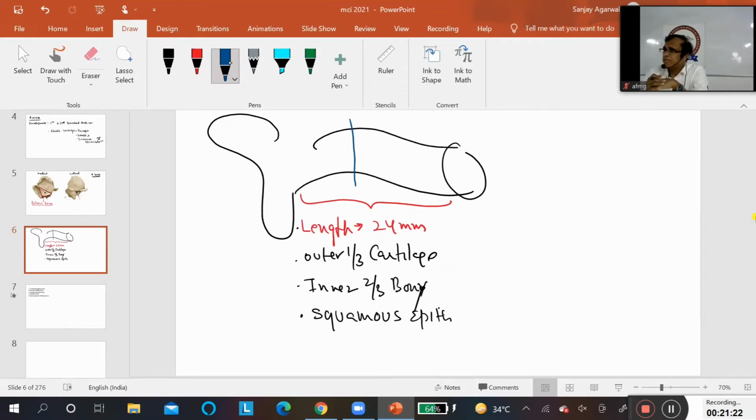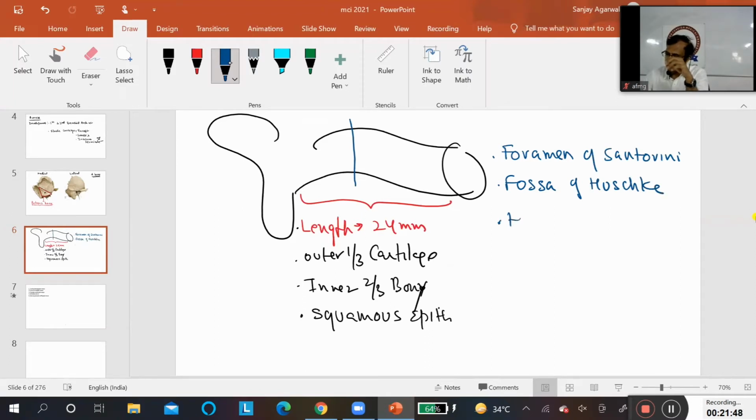And now we come to the special thing that is very, very important from the canal. There are 4 things inside the canal, and you have to know the names of these 4 things inside the canal. What are these 4 things? One of them is foramen of Santorini. Second thing is fossa of Hasta. Their hair cells and their glands. These are the 4 things that you have inside the canal.